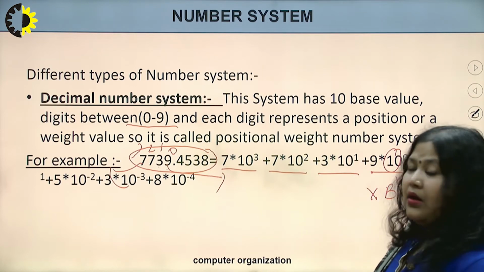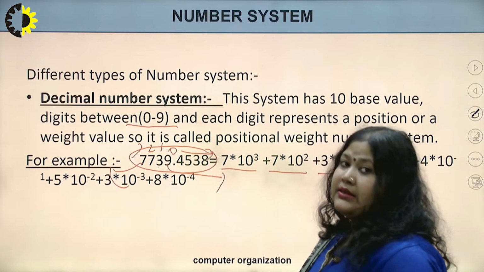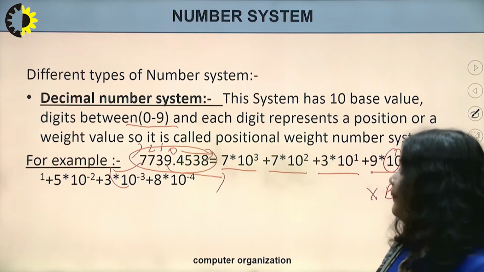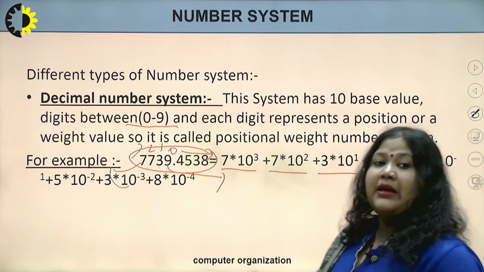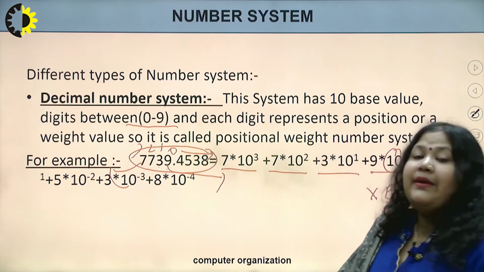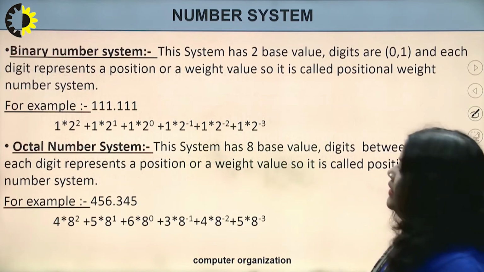plus the decimal or fractional part, which lies from left to right, and the weight values start from minus 1. So, it is 4 multiplied by 10 to the power minus 1, 5 multiplied by 10 to the power minus 2, 3 multiplied by 10 to the power minus 3 and 8 multiplied by 10 to the power minus 4. So, this is the resultant basically.